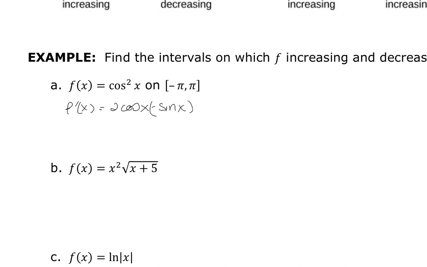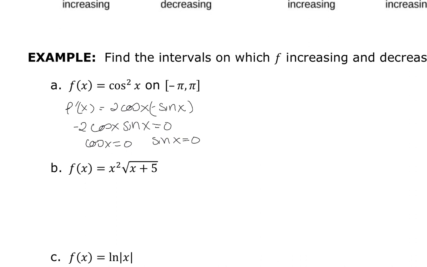Now I'm going to find my critical points. So I have negative 2 cosine of x sine of x is equal to 0. That tells me that I can ignore the 2, because if I divide both sides by 2, I just have cosine and sine. That tells me that either cosine of x is equal to 0 or sine of x is equal to 0, or both of them.